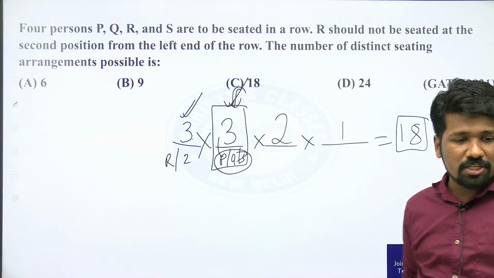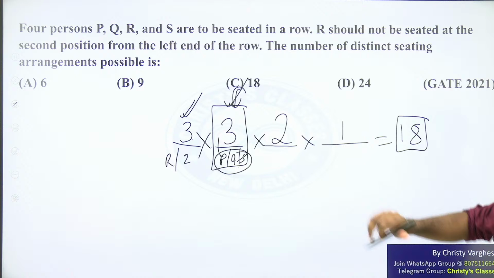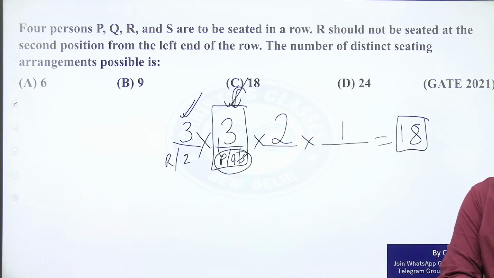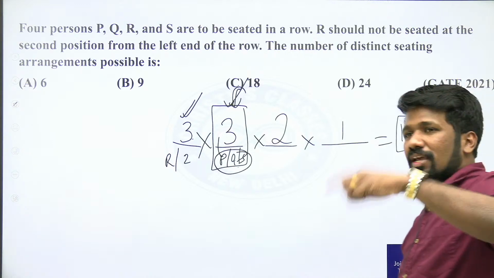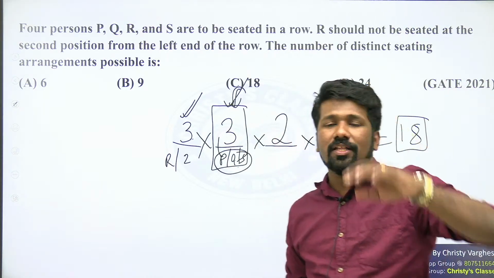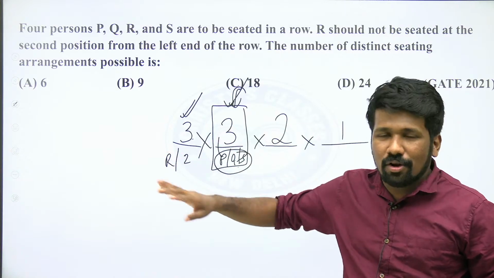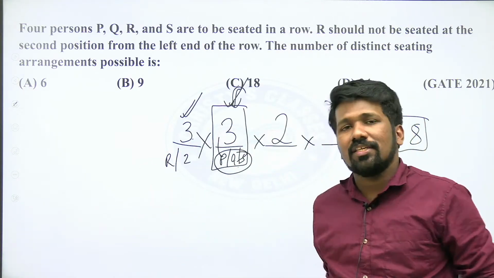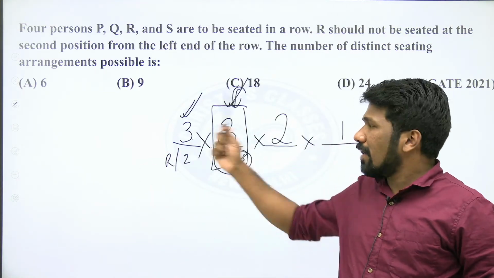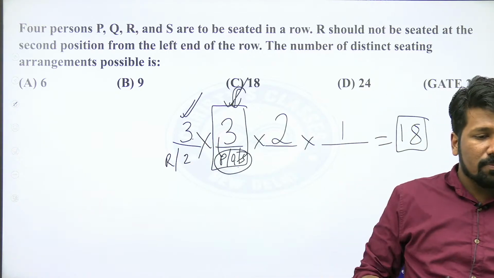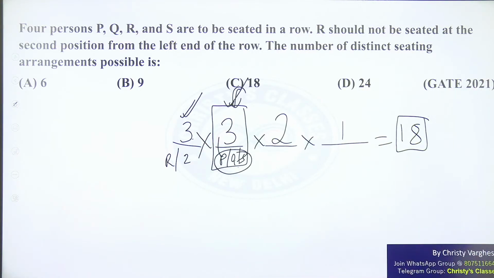Many seating arrangement problems need this fundamental principle of counting. Some seating arrangements, actually circular arrangements, are other arrangement questions where this is not the idea. That we will discuss in the seating arrangement chapter. But the questions using permutation combination or this fundamental principle of counting, we will discuss in this chapter itself. Hope all of you understood this. Then let's go to the next question.